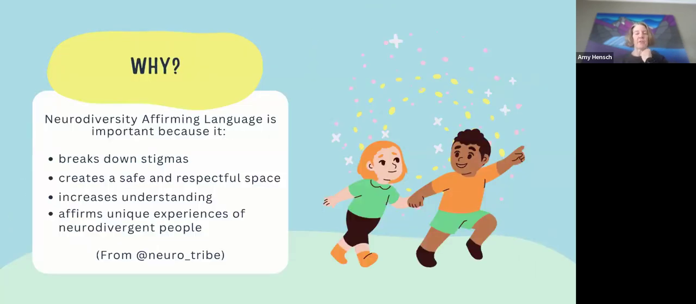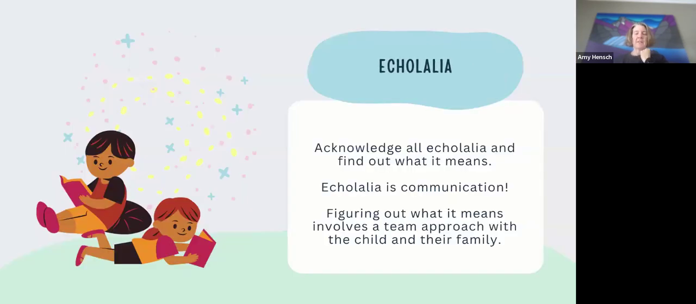So, looking at neurodiversity affirming language, it's so important because it helps to break down stigmas and create a safe and respectful place. Remembering we're all complex. Echolalia is communication, and it's when something is repeated back either right away or later. But it is always communication. It always has a meaning to the child, and it's up to us to find out what that meaning is.